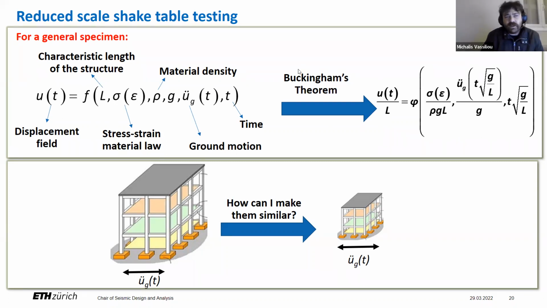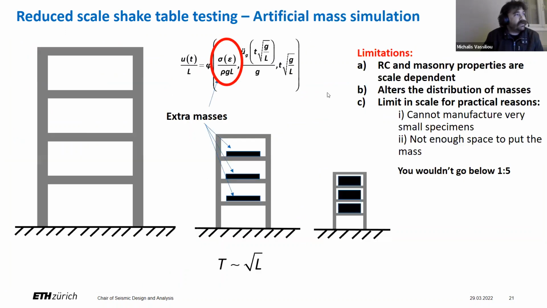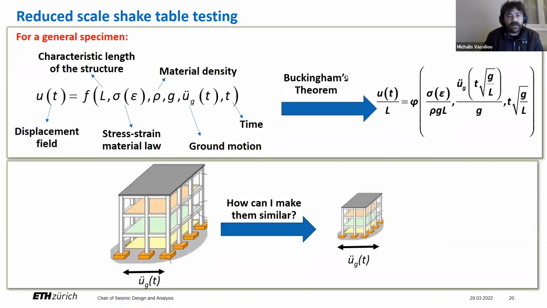Oftentimes they don't really know that there is what they call the Buckingham theorem, because they just know by heart the artificial mass simulation rules, and they do this. But there is some theory behind this. There is a whole book by Barenblatt on this, and we have used it in other stuff. For example, for rocking structures, I would need to draw now to explain this.